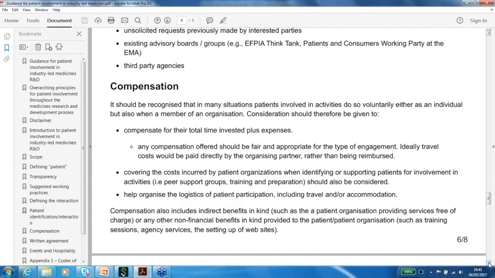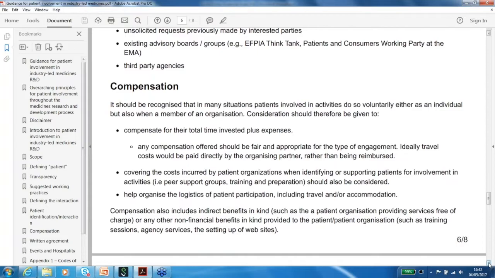Ideally, travel costs would be paid directly by the partner organising the activity. We didn't want patients to be out of pocket. We wanted them to have the accommodation or travel booked in advance and prepaid. We wanted to make sure that, if patient organisations are identifying patients on behalf of industry, for example, then any costs incurred by that should be covered as well. That would also cover things like supporting the patients with their interaction, or in terms of preparation or training. And then also, fundamentally, we need to make sure that the organisations organising the interaction would help with logistics of patient participation, as I mentioned previously, travel and or accommodation.